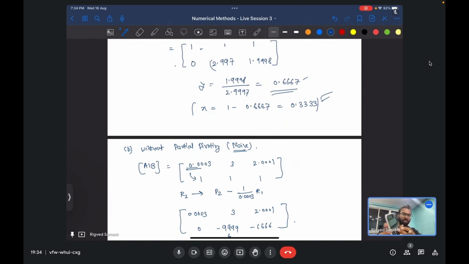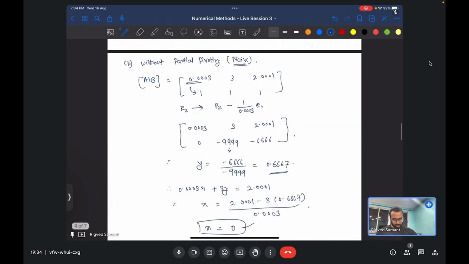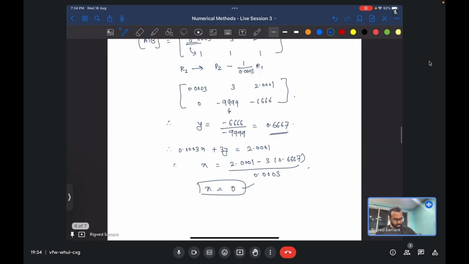So see, when I put it, it will give me 2 by 3 as y, and if I move around, it will give me x also: 1 by 3, 2 by 3. So these are the actual values which we got from partial pivoting. Partial pivoting is giving you the correct answer, but without partial pivoting you are getting a 0 here.